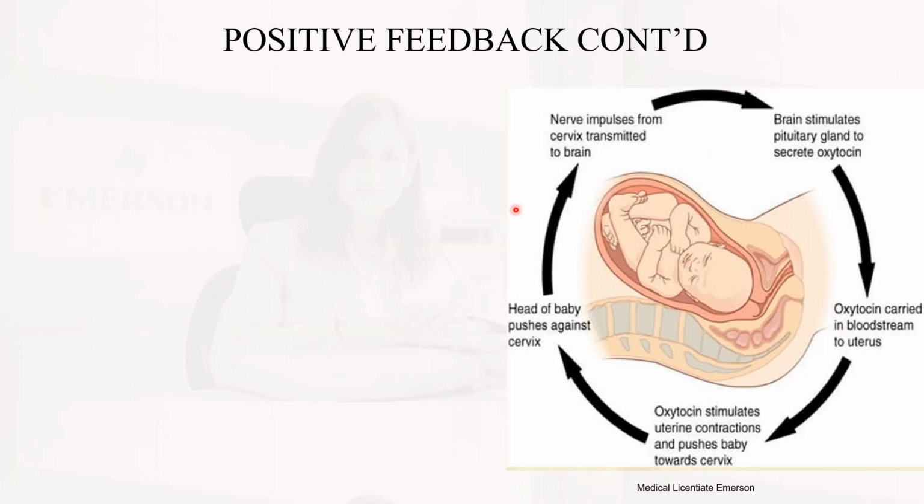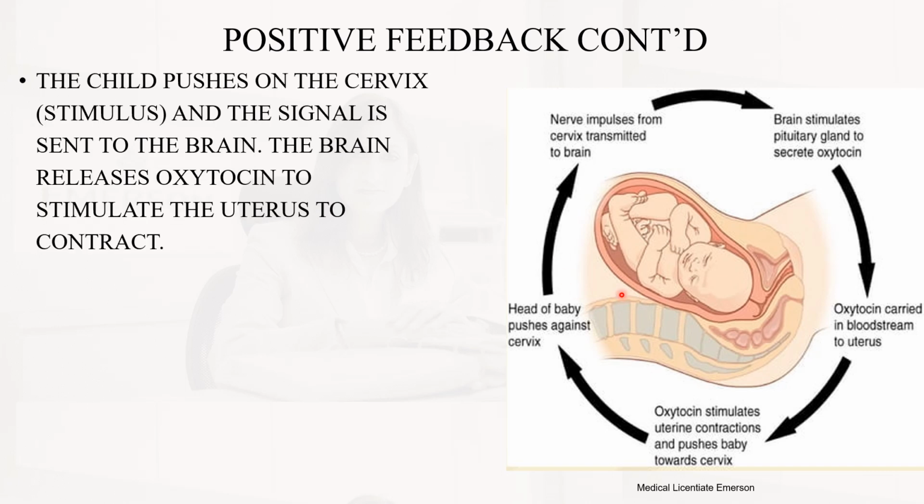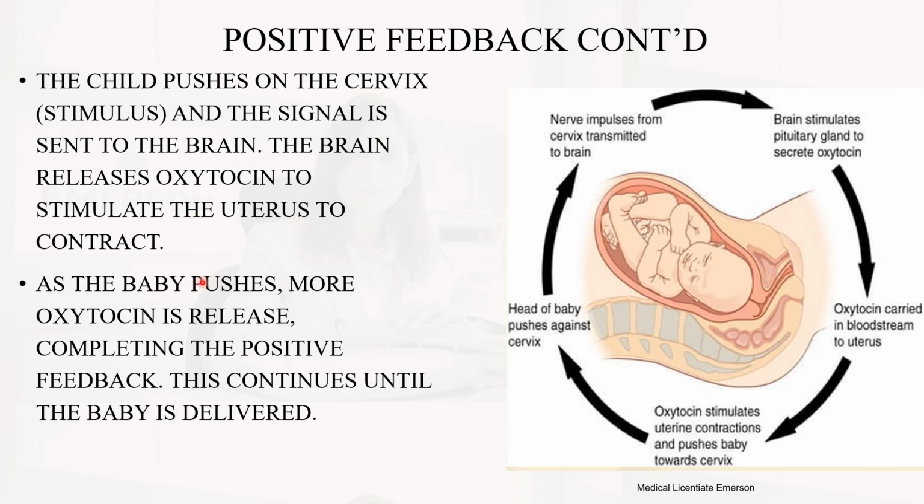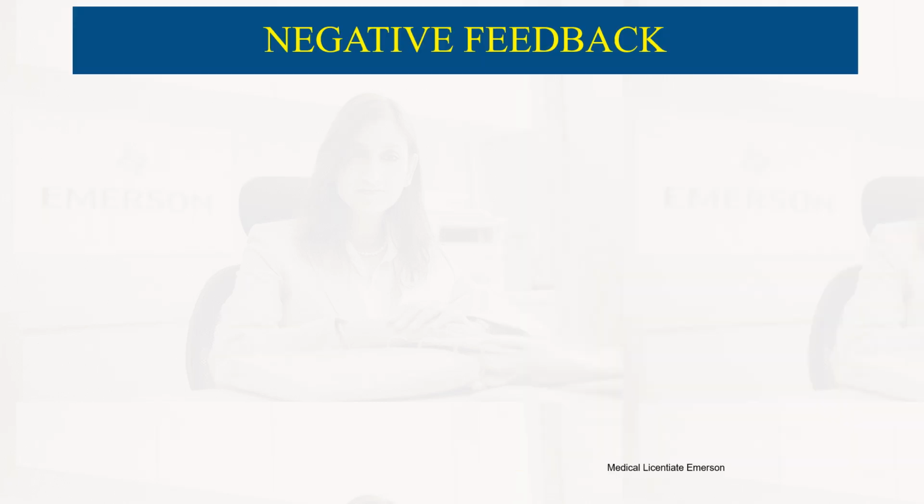Okay, so this is the example for the oxytocin. The child pushes on the cervix, which is the stimulus, and the signal is sent to the brain. The brain releases oxytocin to stimulate the uterus to contract. As the baby pushes, more oxytocin is released, completing the positive feedback. This continues until the baby is delivered. So it's more of a cycle. It continues to happen until the baby is delivered. Okay, so that's all on positive feedback.